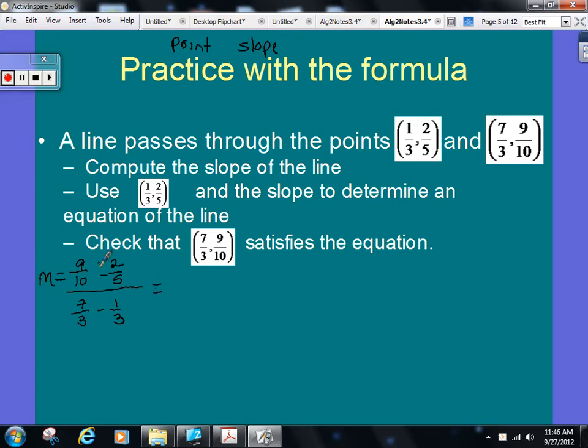And that gives me 5/10 or 1/2 divided by 7/3 minus 1/3. That's 6/3, which is 2. Don't ever leave something like this. This is kind of a no-no in math. It's not very mathematically polite. We'll go ahead and change that. You could use your calculator or you could use your fraction division. This is 1/4. So my slope is 1/4.